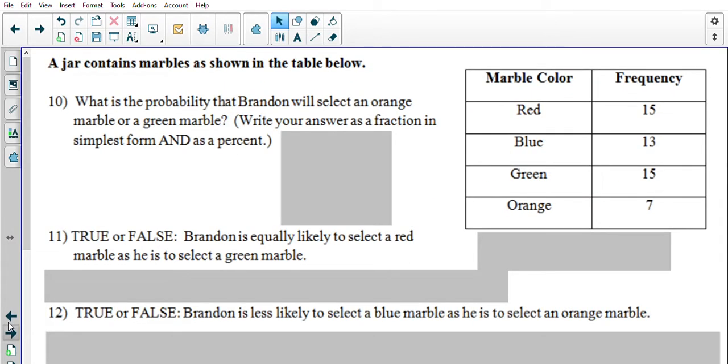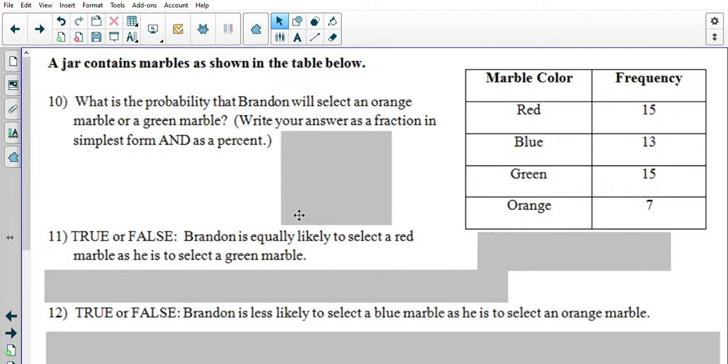All right, so shifting gears into more word problem types of questions. It says a jar contains marbles as shown in the table below, or off to the right here. Number 10 says, what is the probability that Brandon will select an orange marble or a green marble? Write your answer as a fraction in simplest form and as a percent.